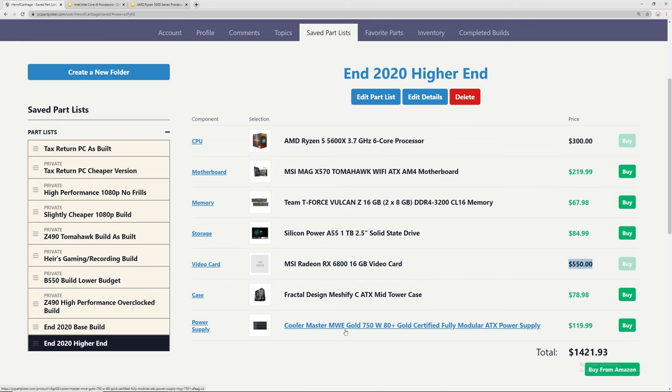That's part of the reason why I'm recommending these parts. They're good parts. They work good. I have experience with them. Anyway, if you have any questions on the builds, let me know. But that's a quick run through of the base build and the higher end build.